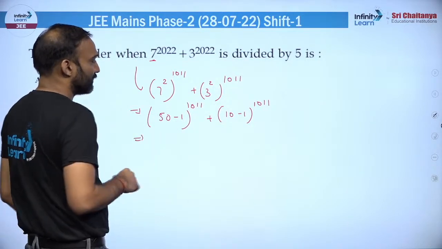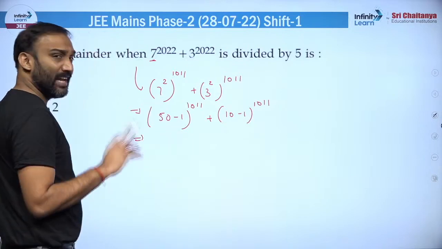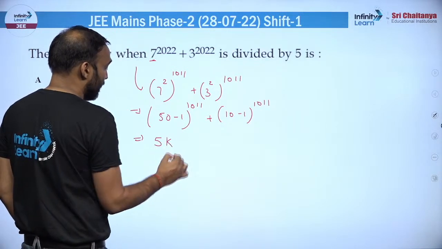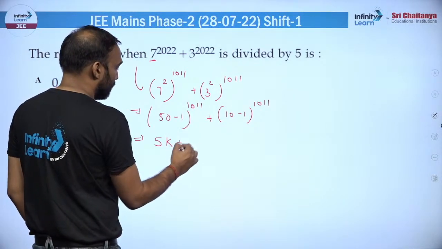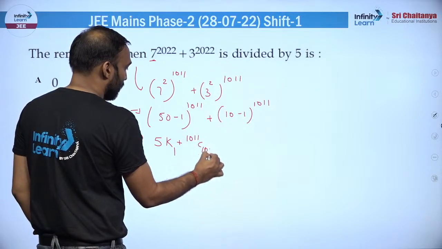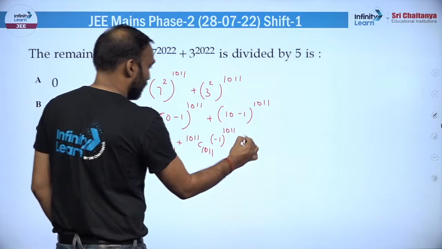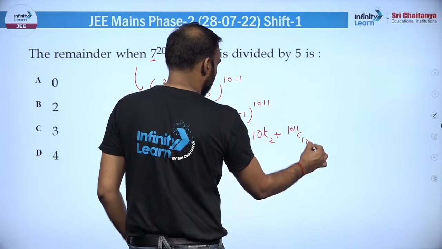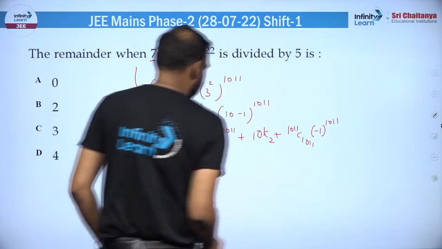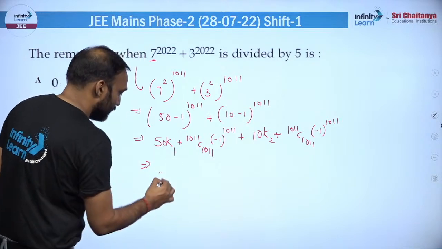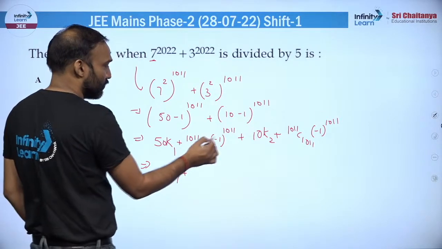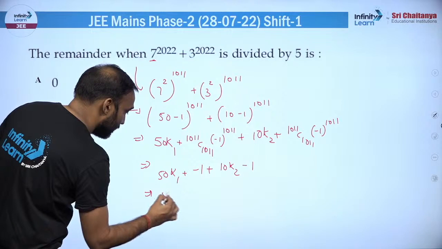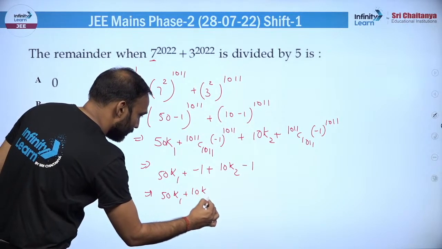Now using the binomial expansion, we can expand this. So every term will have 50 except the last term. So every term will be divisible by 5 except the last term. So I can write this as 50k1 plus the last term, 1011c1011 into minus 1 raised to power 1011, plus 10k2 plus the last term. So this is 50k1 plus this is minus 1, plus 10k2 minus 1. So I'll have 50k1 plus 10k2 minus 2.